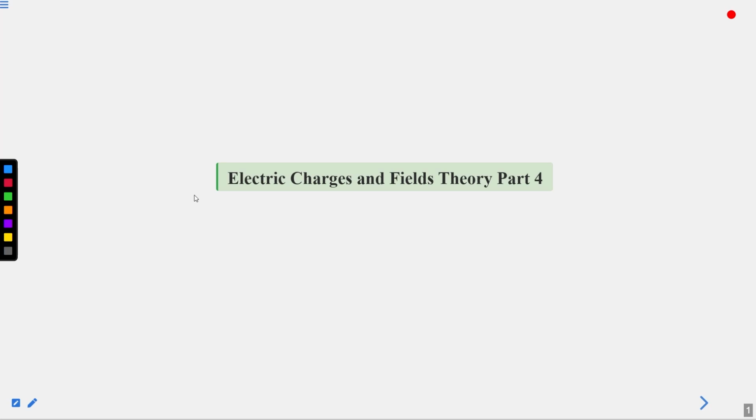Hello students, in today's lecture we are going to learn about electric charges and fields, and this is theory part 4.